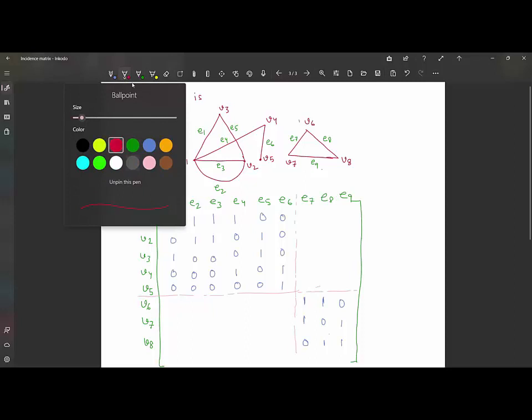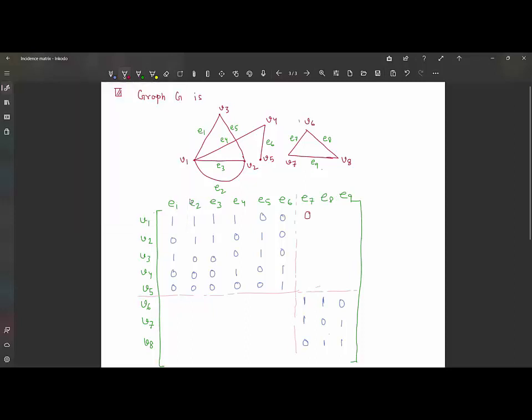So after that, fill every other remaining value with 0, 0, 0, here also 0, 0, 0, and here also 0, 0. Just fill all the remaining values with zeros and you will get your incidence matrix. And this is the 8 cross 9 incidence matrix.